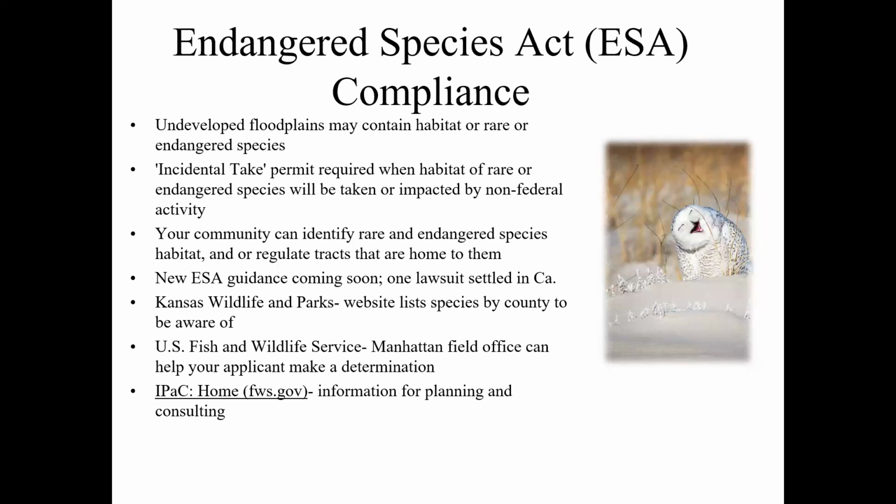The Kansas Wildlife and Parks website lists species by county to be aware of. Again, those will list state species as well. We're only looking at the federal ones. I mean, it might be good to look out for those species as well, but as far as compliance, yes. And then the U.S. Fish and Wildlife Services field office can make a determination usually, but from what I've been told, they're now requiring applicants to use the IPAC, which is the Information for Planning and Consulting website.